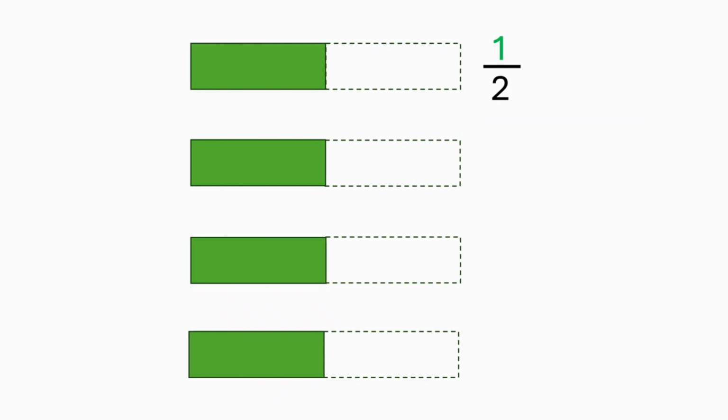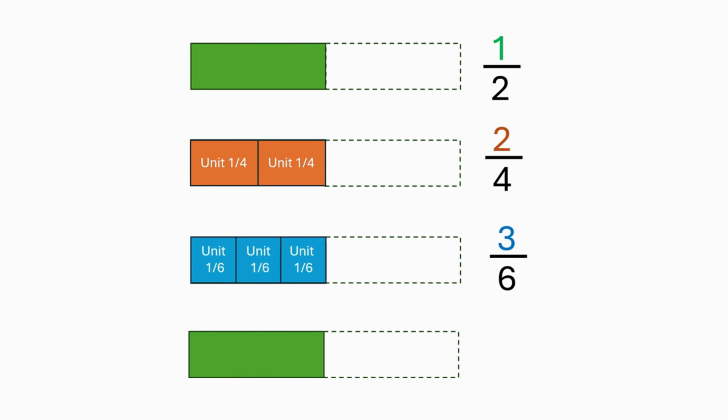The key idea is this. Equivalent fractions use different units to measure the same amount. For example, if we use 1/4 units to measure 1/2, we get 2 pieces. If we use 1/6 units, we get 3 pieces. If we use 1/8 units, we get 4 pieces. Even though the pieces are smaller, the total amount is still the same. Equivalent fractions are a special and important part of fractions, and the more we practice, the better we understand.